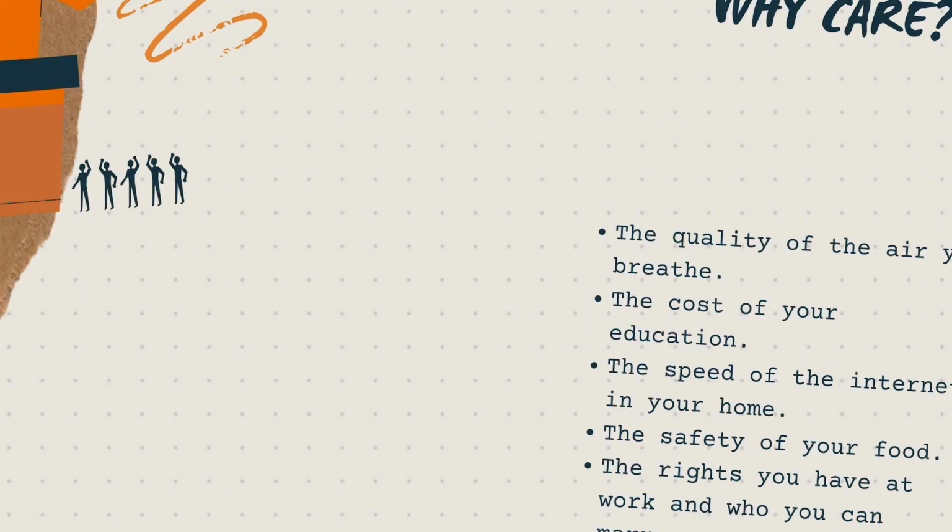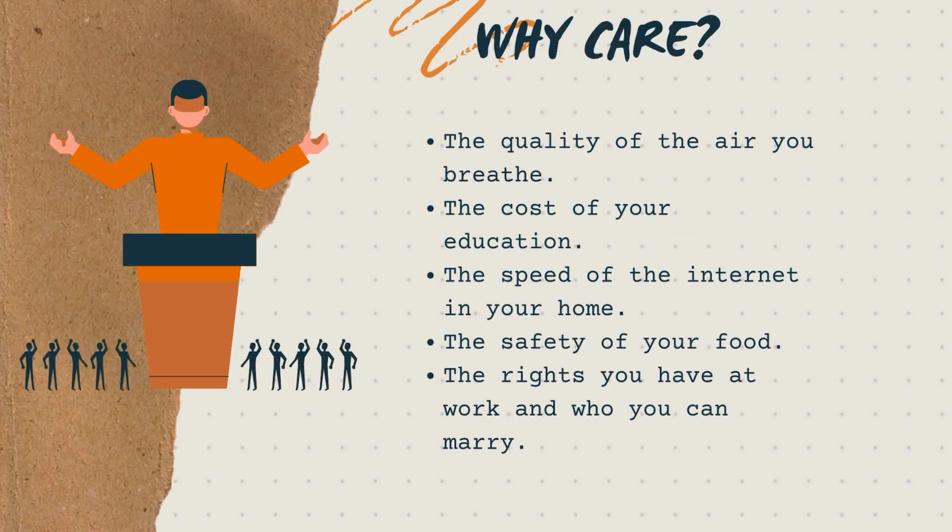Now, you might be asking, why should we care? Because that's neat, sure, but politics is really messy and also very confusing. But we need to know that because politics decides the quality of air you breathe, the cost of your education, the speed of your internet in your home, the safety of your food, and even the rights you have in school, work, and who you can even marry. So choosing to ignore politics is like ignoring the menu at the restaurant, for example. You're still gonna get served something. You just have no say on what it is. So being engaged is how you try to get a say in that menu.